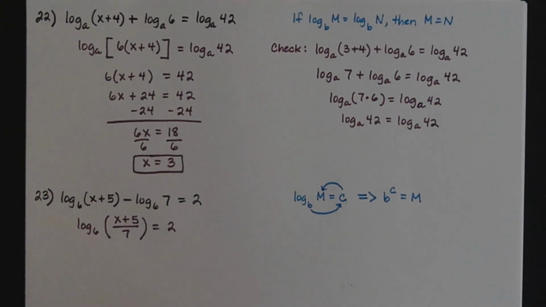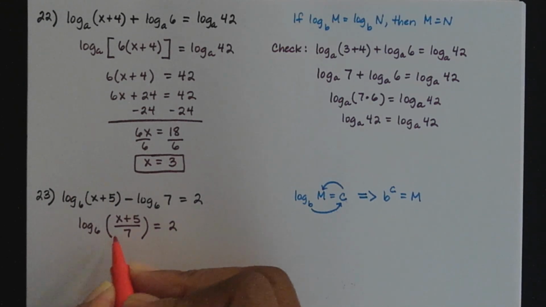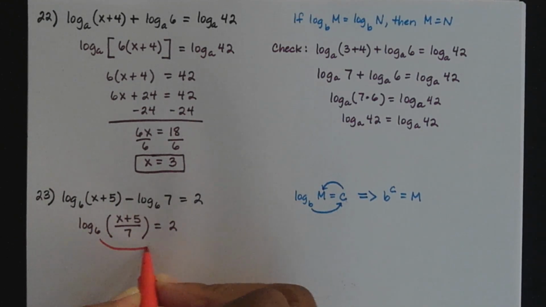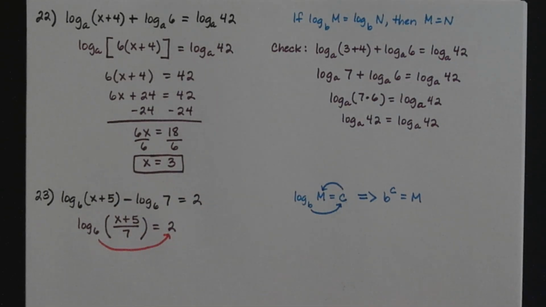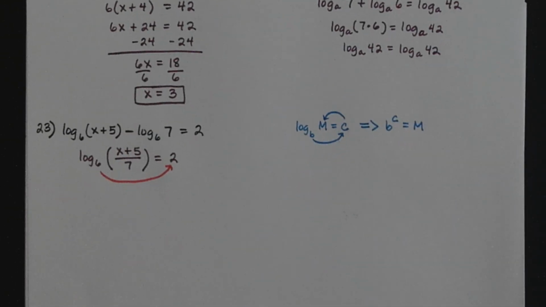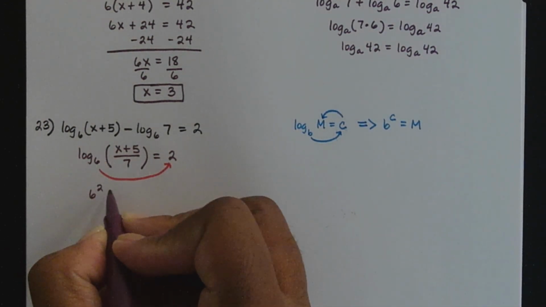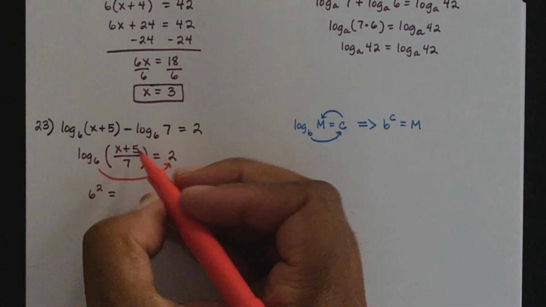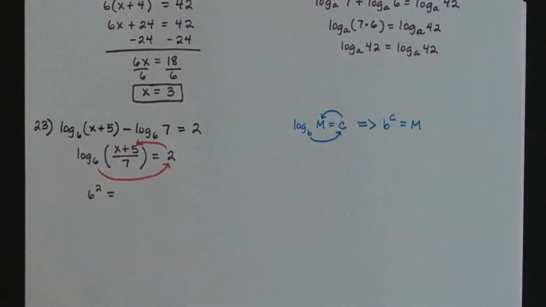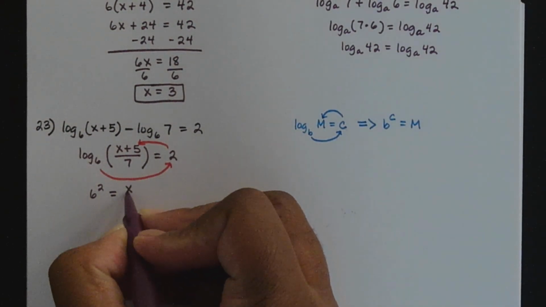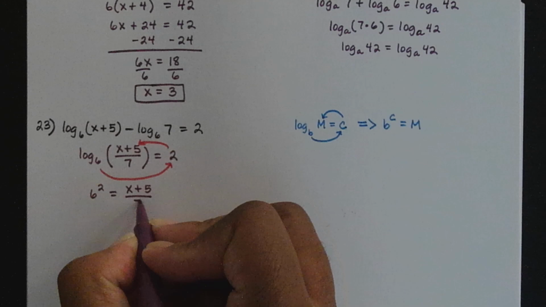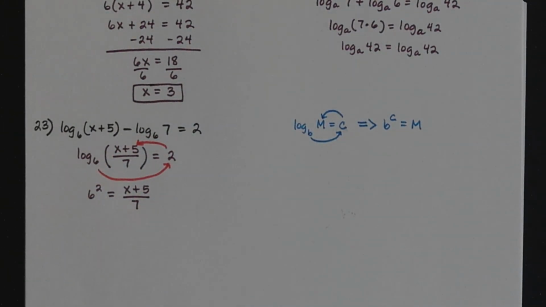So in this case here, log to the base 6 of x plus 5 over 7 equal to 2 will be this. That 6 is your base. This 2 will be your exponent for the 6. So it'll be 6 to the second. Then that's equal to whatever this argument is right here, x plus 5 divided by 7. And then from here we can solve this equation for x.